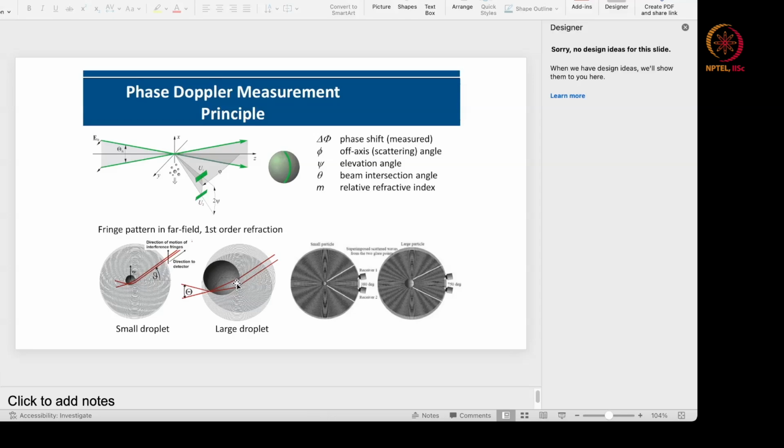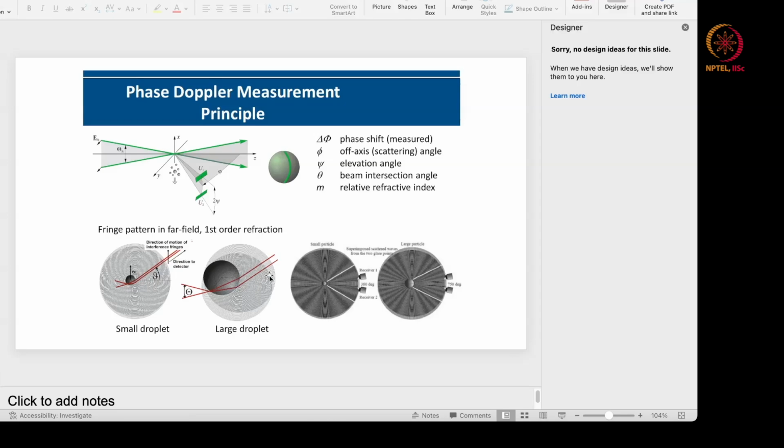And why do these two glare points interfere? You can think of it like a Young's double slit experiment, where you have two slits. The two glare points are basically the two sources, so they interfere and give rise to these fringe patterns. So for the smaller droplets, the glare points are close together, therefore the fringes are far apart. And for the larger droplets, the glare points are further apart, so the fringes are very close together.